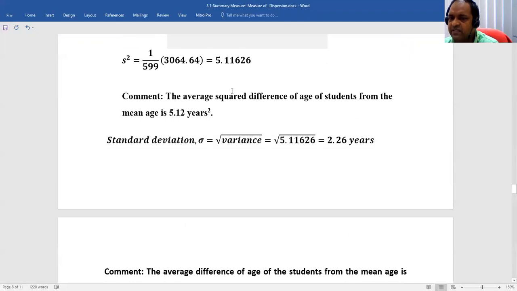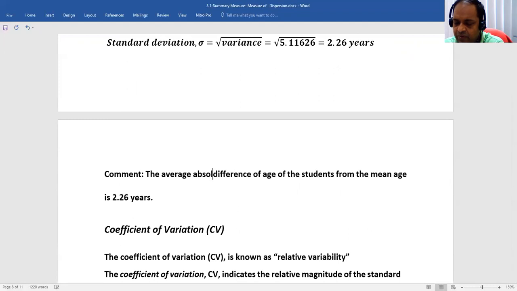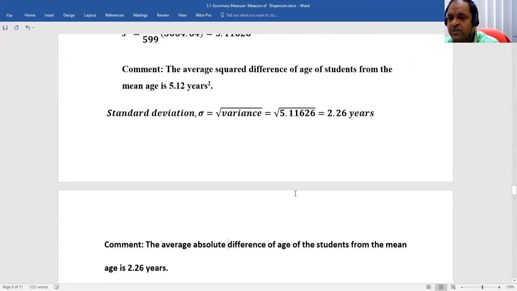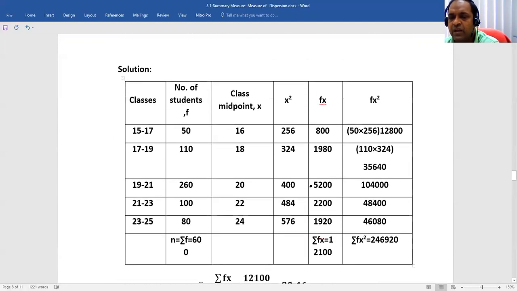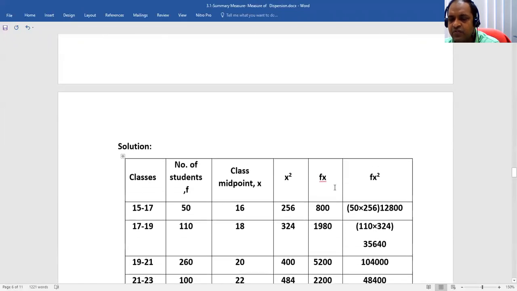So remember, again I am repeating, variance is the square difference, and standard deviation is the absolute difference. You can write here average absolute difference, no problem. Absolute difference of age of the student is 2.26. So this is the way to calculate the variance and standard deviation for the group data.